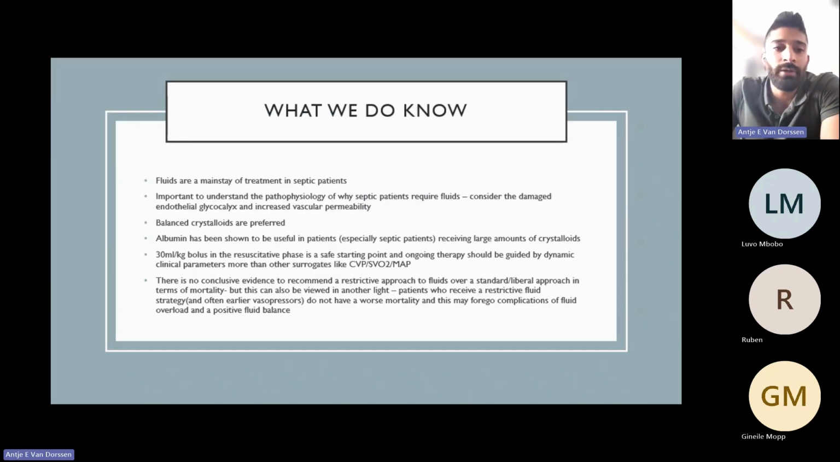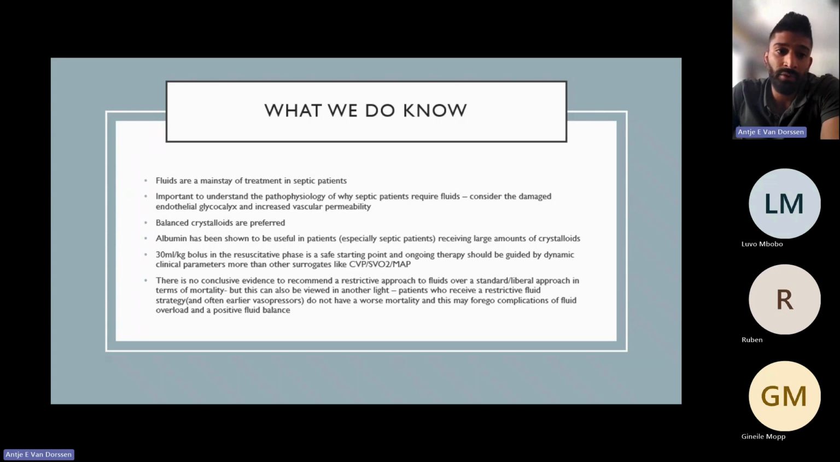What do we know, and what can we actually use to guide our management? So what we do know is that fluids are a mainstay of treatment in septic patients. There is a reduction in mortality when fluids are used in resuscitation of septic patients. It's also important to understand the pathophysiology of why septic patients do require fluids. Again, it is important to consider the damaged endothelial glycocalyx and increased vascular permeability to understand where our fluids are going when we administer them.